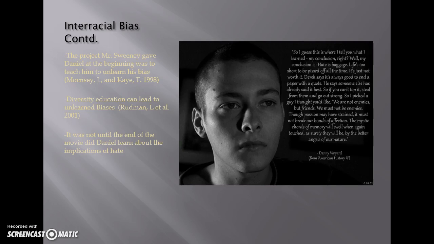The last picture is a quote by Daniel that shows how he changed, learning about his brother and his views on racism. The project Mr. Sweeney gave him was to write a report on Daniel's brother Derek to see what he learned. And what Derek learned was that it was no good to hate. Mr. Sweeney gave him this project knowing what Derek had been through and how he felt about skinheads. This would seem like an inventive way of Mr. Sweeney getting Daniel to unlearn his bias. And Daniel learned that nothing positive was going to come out of racism and hate.